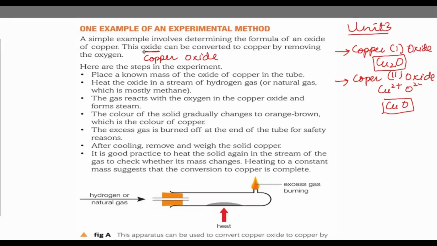In this experiment they have not told us which copper oxide they are taking. They're just saying that they're taking copper oxide. Now through an experiment we need to find out what the ratio will be. If the ratio of copper and oxygen is 2 is to 1, then the compound will be Cu2O. And if the ratio is 1 is to 1, then the oxide is going to be CuO. So we need to determine experimentally, through the ratio, which oxide of copper it is.